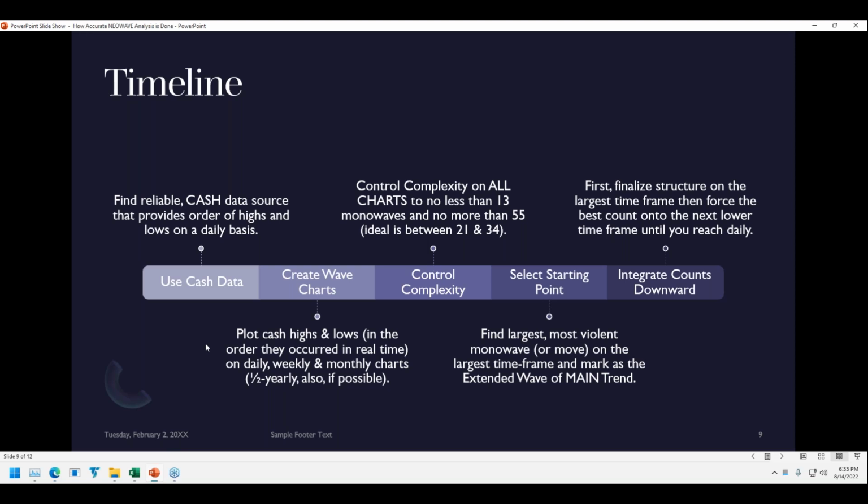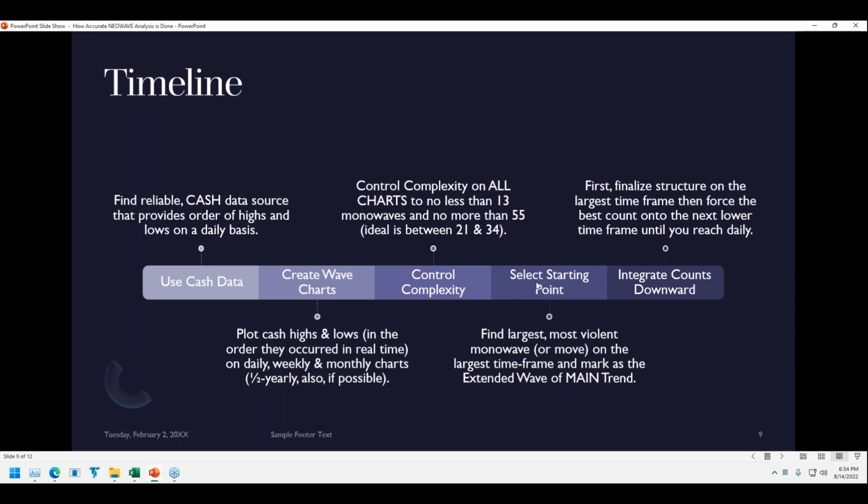So the next thing you want to do is, with that high-low data, plot the highs and lows in order, separate them equally by time, and do it for all the different time frames that you're following. Then you want to control the complexity of all the charts you're looking at. So at least 13 mono waves on your longest time frame, no more than 55, and then between 13 and 55 on the next lower time frame, and the next lower, and so forth, forcing the structure downward from each clear larger time frame.